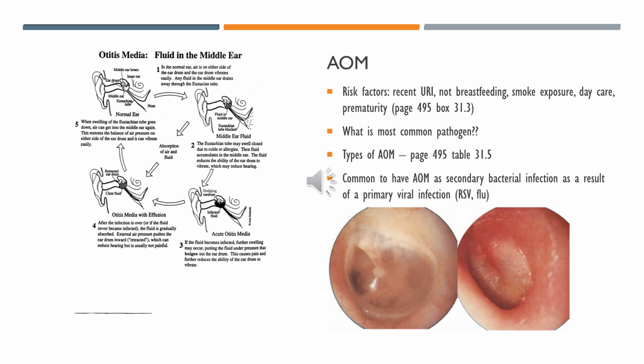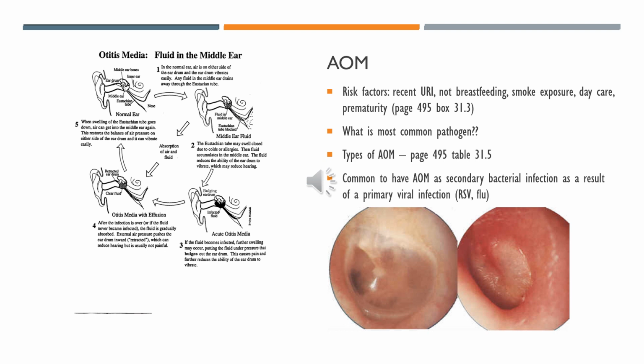The most common pathogen is going to be the strep pneumonia. Risk factors are recent upper respiratory infection. Babies that are not breastfed are more at risk than babies that are breastfed. Smoke exposure, secondhand smoke, people smoke in the house or the car, daycare because they're exposed to everything, and then prematurity is also a risk factor.